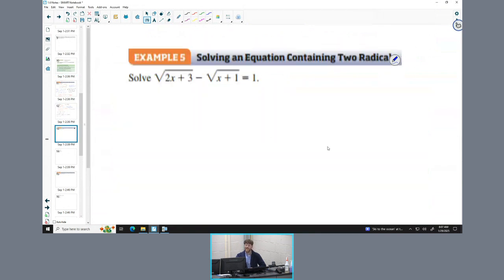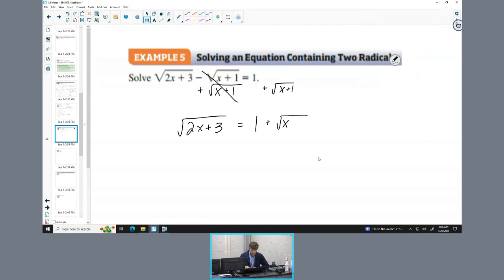Sometimes you might have 2 radicals. Let's do this one. We got double radicals. When we got 2 radicals, we got to get one of them by itself. It doesn't really matter which one you get by yourself, but I would say you want to get the more complicated one by itself. Also, I just don't really like messing with the negative, so I'm going to say plus the square root of x plus 1 on both sides. And then this one cancels out, and I have the square root of 2x plus 3 is equal to 1 plus the square root of x plus 1.